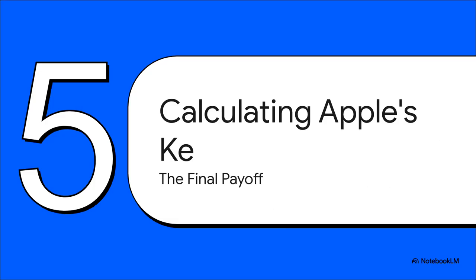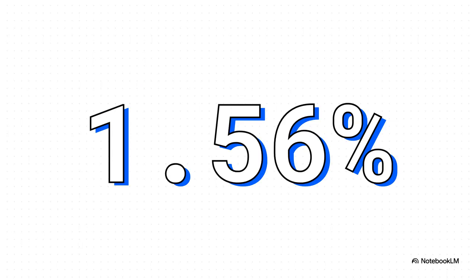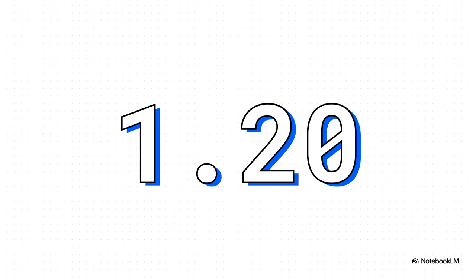Okay, time for the payoff. We're going to plug in some real-world numbers for each piece of that formula and figure out Apple's cost of equity, which finance folks just call KE. First up is the risk-free rate. Remember, this is our payment for just waiting. It's the return you could get on an investment that's considered to have basically zero risk. For that, we almost always use the yield on a 10-year U.S. Treasury bond.